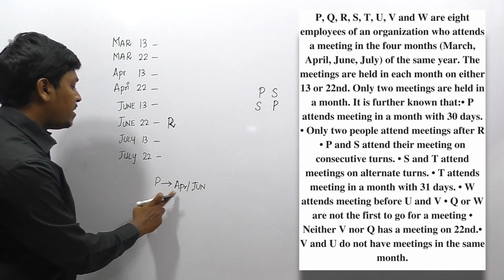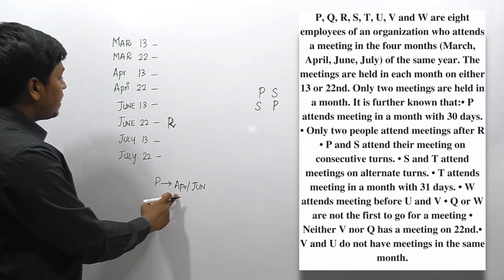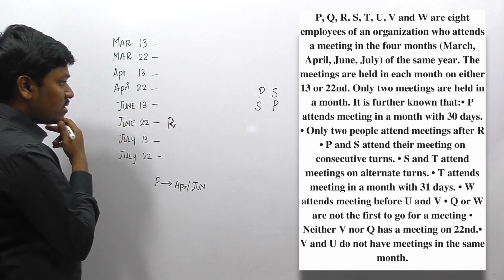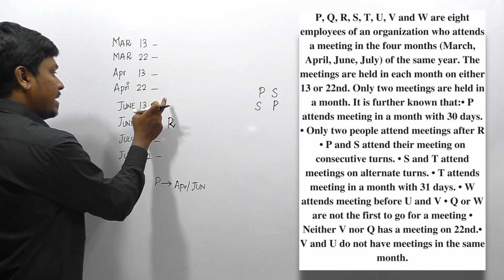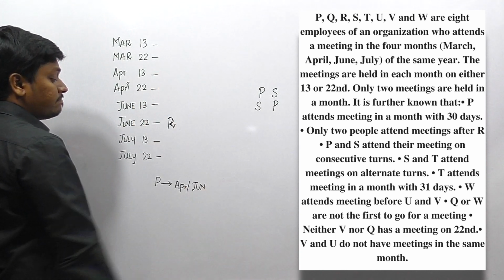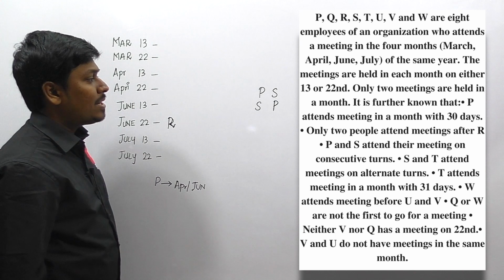And we already know that P should be in the month of April or June, right? So we can surely say that there are 3 regions where P can be placed. If I place P here, this can be S, or if I place P here, this can be S. Many possibilities friends. Let me move on to the next point friends.